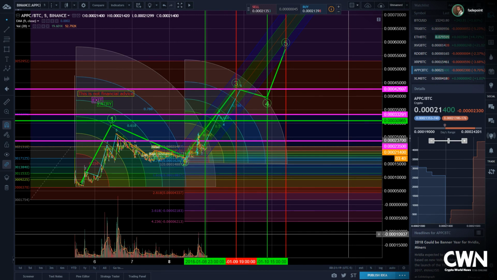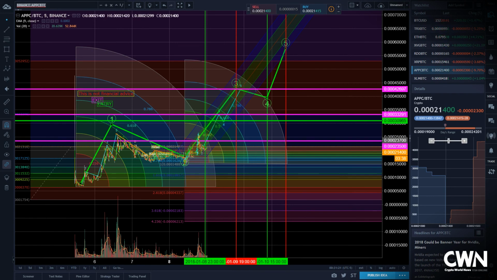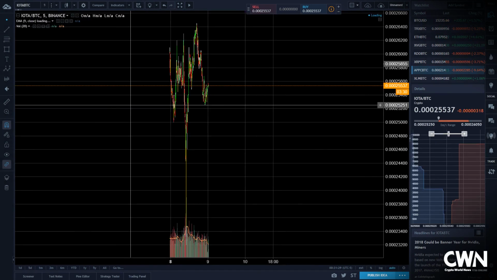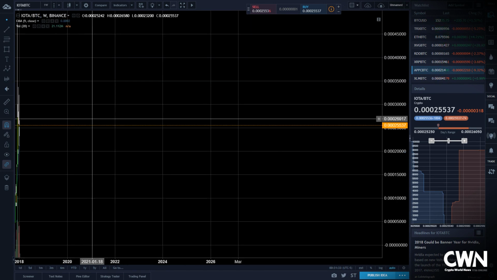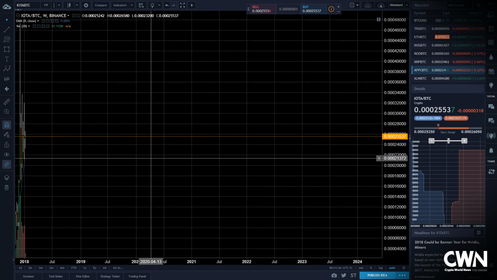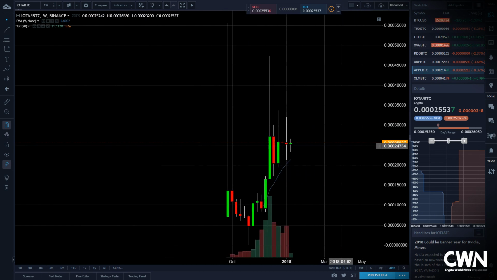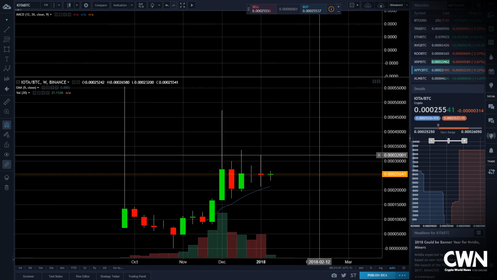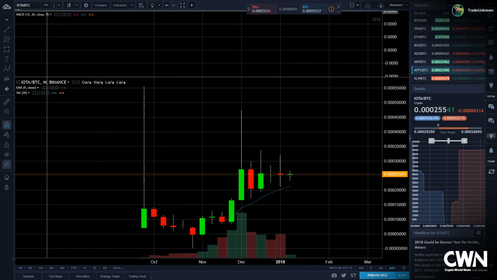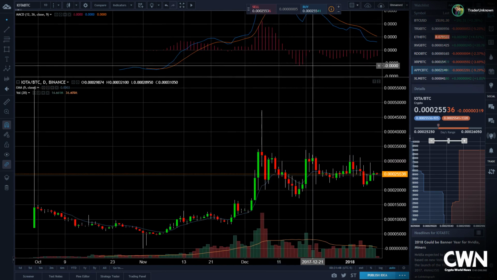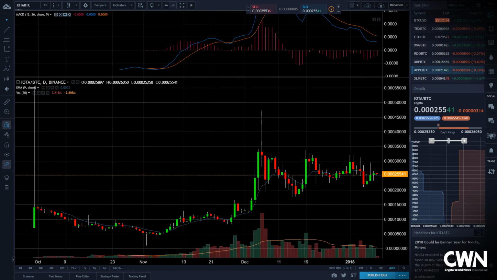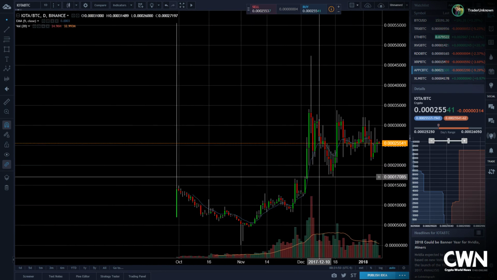Before you go, can you look at IOTA? Interesting chart. It looks, just at first glance to me... Let's see if we can get rid of this MACD.